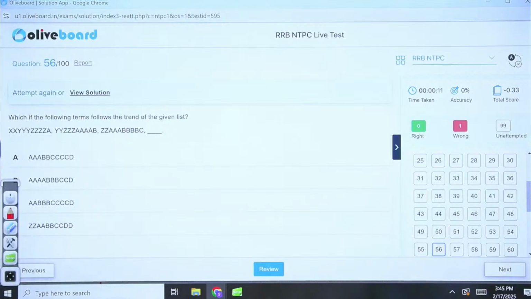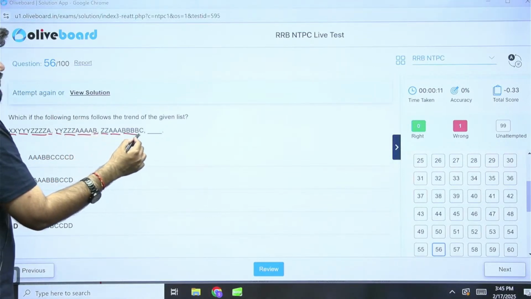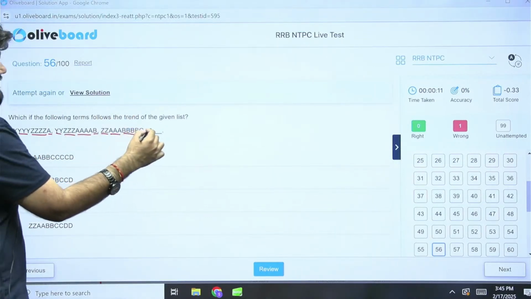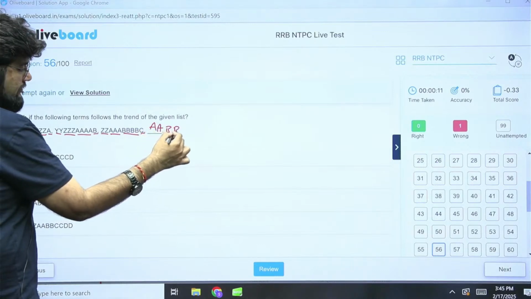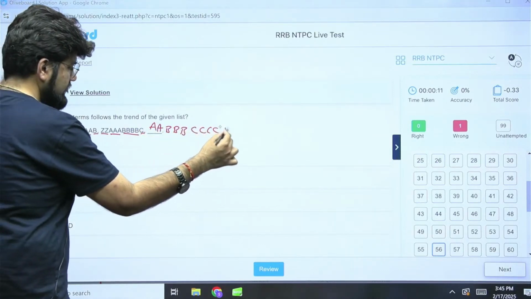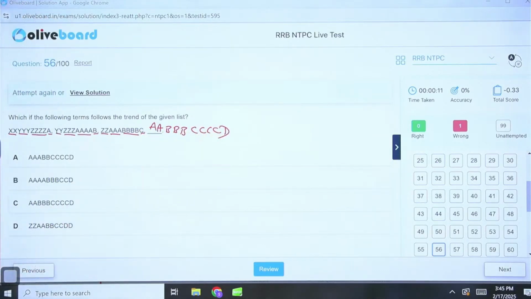Next one is fillers again. This is not fillers, this is a common observation based question again. Very easy, letter series based. 2x, 3y, 4z, a. Now we start with y. So 2y, 3z, 4a, b. Now we start with z. 2z, 3a, 4b, c. So now we'll start with a. So we'll have 2a, 3b, 4c, d, which will become your correct answer, which I think is option C.